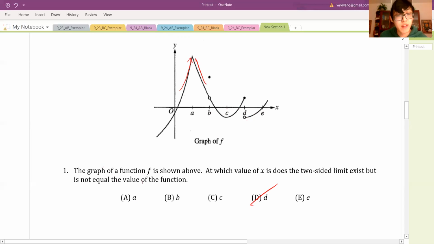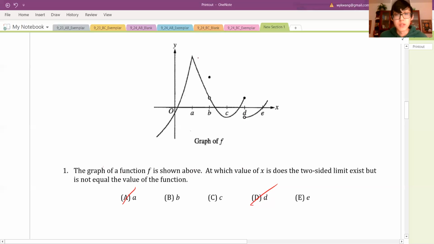But does it not equal the value of the function? It actually does equal the value of the function. The value of the function is right there, and it's exactly where the limits are going. So this is continuous. So it's not this one, right? Because this is asking for something that's not continuous.